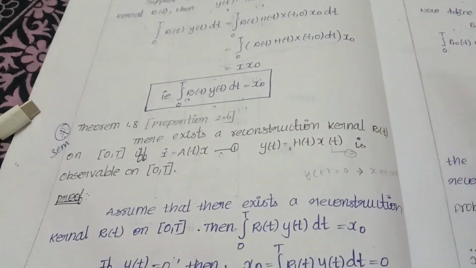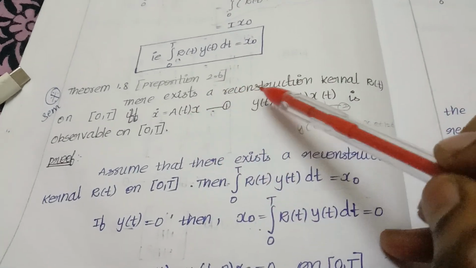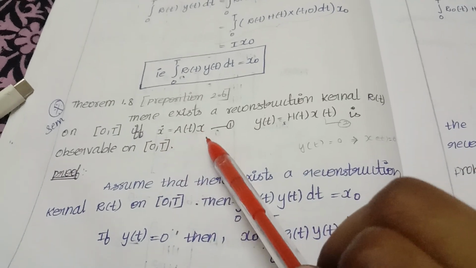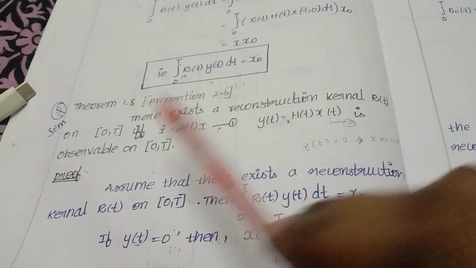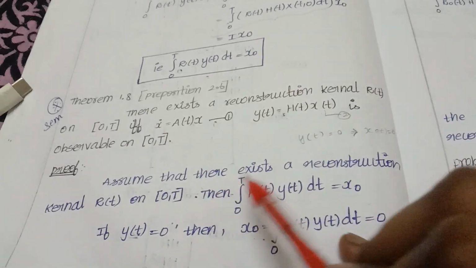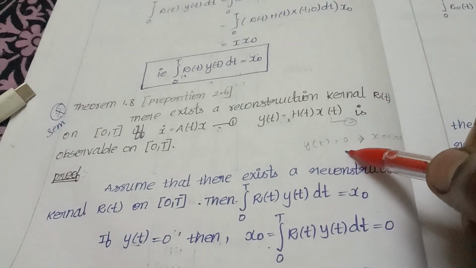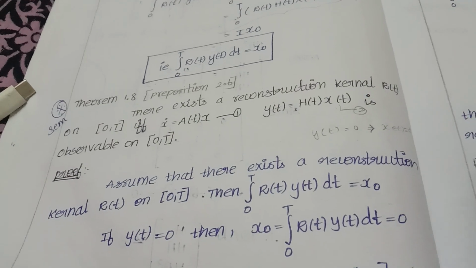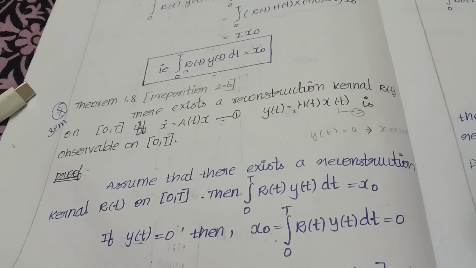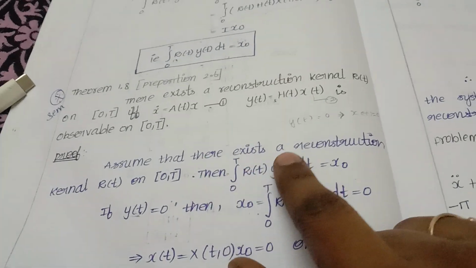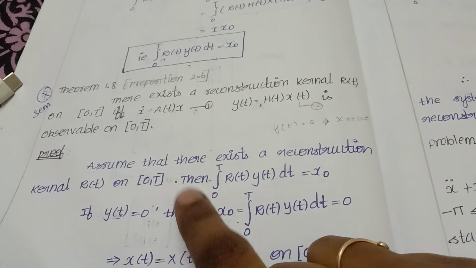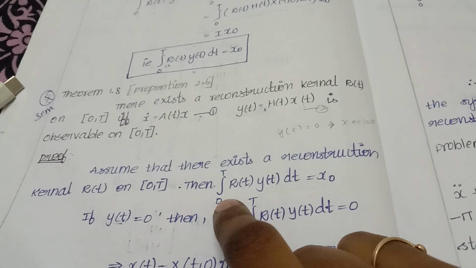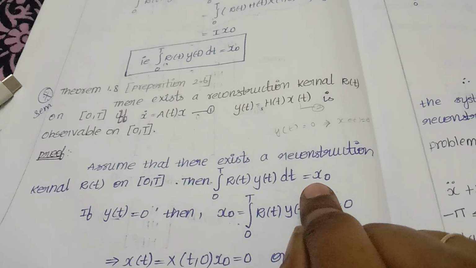So based on the reconstruction kernel, we have one theorem: there exists a reconstruction kernel R of t on 0 comma T if and only if x dot equal to A of t x and y of t equal to h of t x of t is observable on 0 comma T. First we assume there exists a reconstruction kernel and prove the system is observable, and next we assume the system is observable and prove the existence of the reconstruction kernel. So assume there exists a reconstruction kernel R of t on 0 comma T. There exists a reconstruction kernel means we can find the initial state. So integral 0 to T R of t y of t dt equal to x naught.